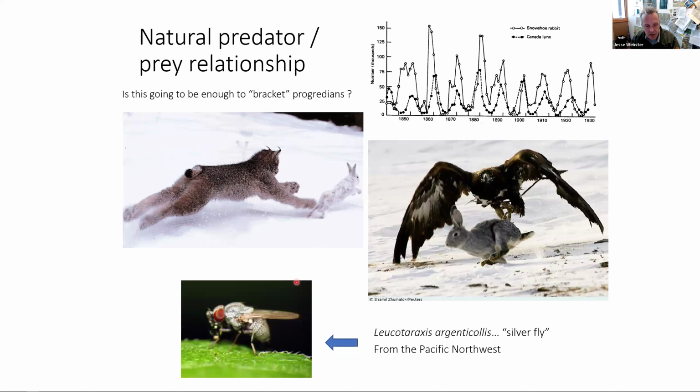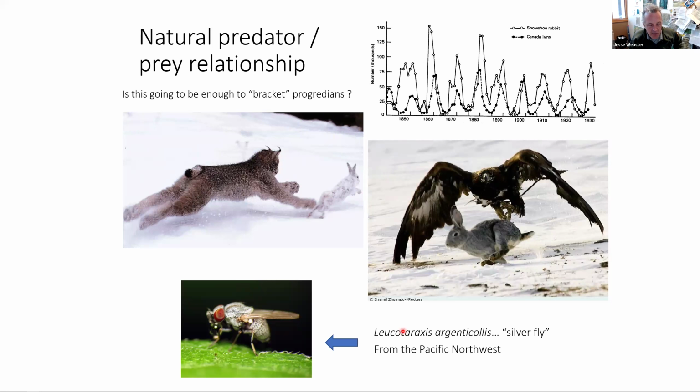And then the newest one on the landscape that Cornell is highly involved with as well is Leucotraxis argenticollis, known as silver fly, a tiny fly, fruit fly size. Again, when you see this thing, you're like, how can this little tiny fly do something?